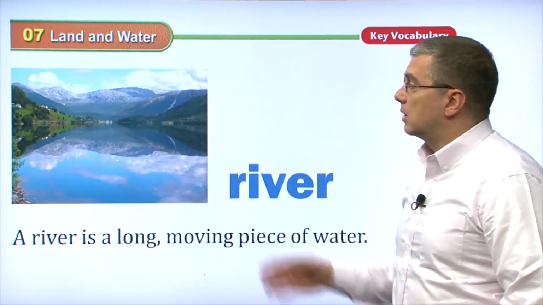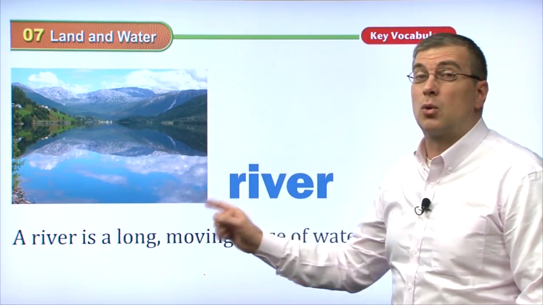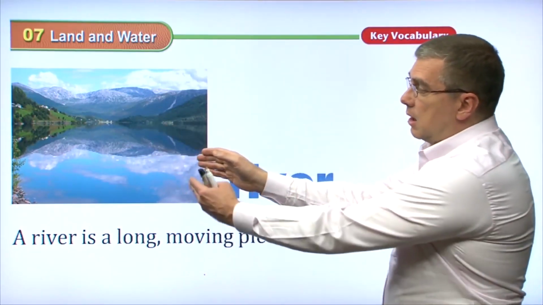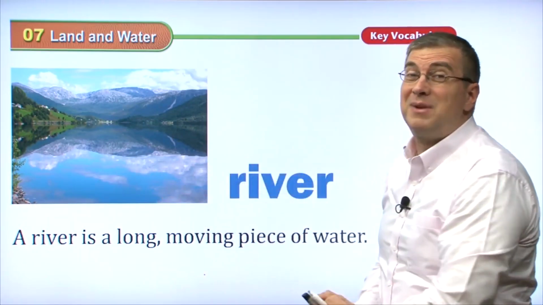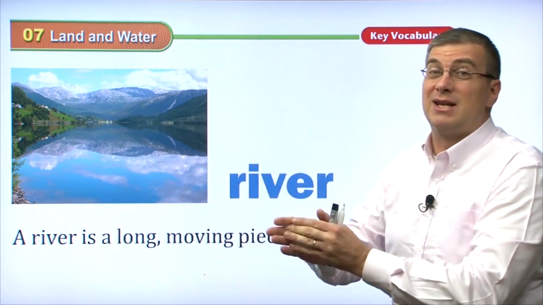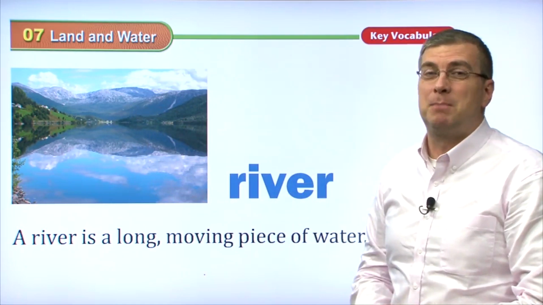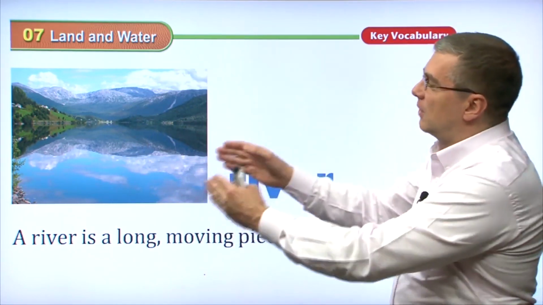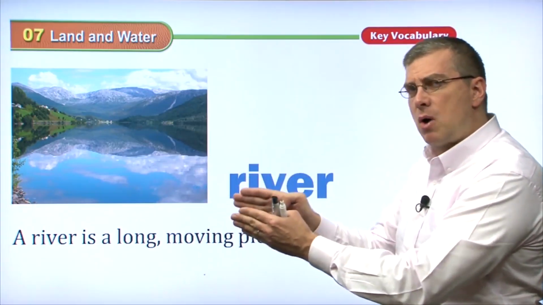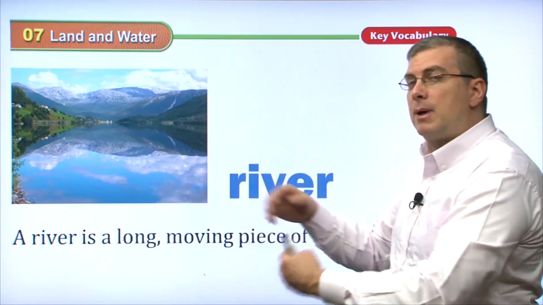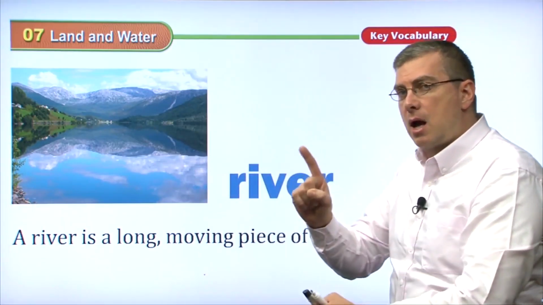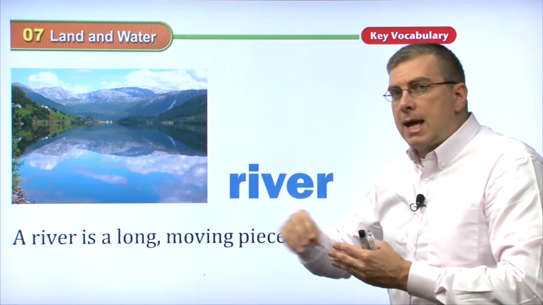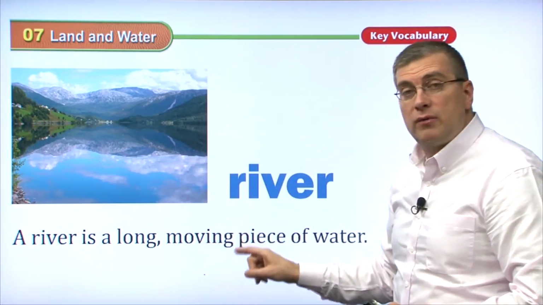First of all, let's take a look at one interesting feature. It's a river. This is a good picture of a river. Rivers can be very wide, right? Especially the Mississippi River in America is really wide. Mississippi. Can you say that quickly? Mississippi. The Mississippi River is very wide. Sometimes rivers are smaller, narrower, but they all have one thing in common, and that is the water in a river is moving.